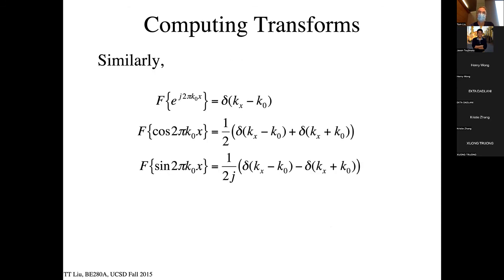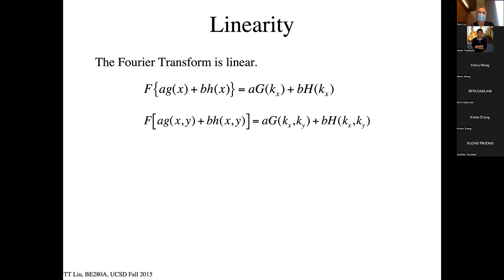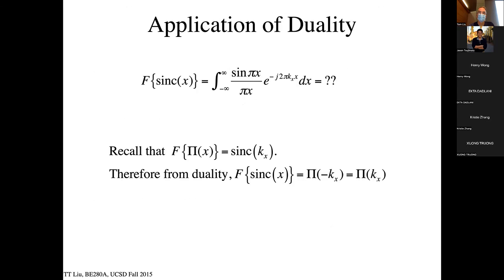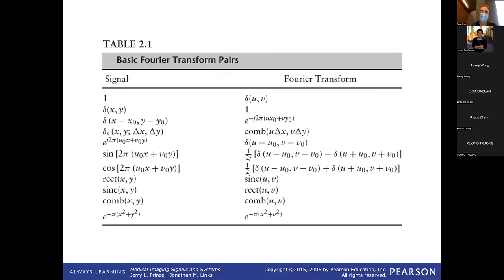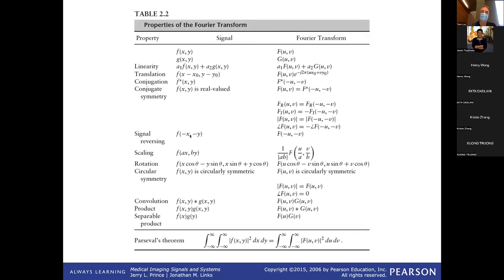Okay, we are done. We'll stop there. We'll probably pick it up on Wednesday because these tables are things that you want to know, these transform pairs and the properties of the Fourier transform. So we'll review that when we go to Wednesday.